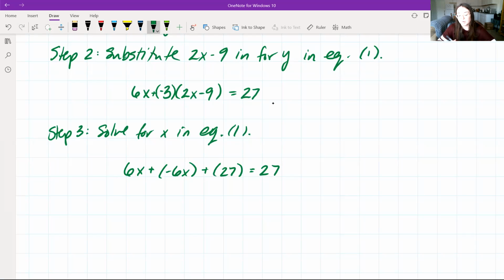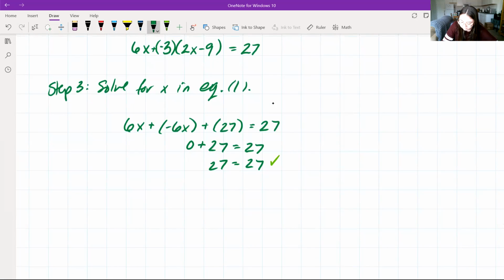Our 6x's are going to cancel out, and what we're left with is 0 plus 27 is equal to 27, where we do get that 27 is equal to 27. This statement is true, but what we don't have is a variable. We didn't actually solve for x. Since our x is canceled out, this means that any value we give for x will make the statement true.